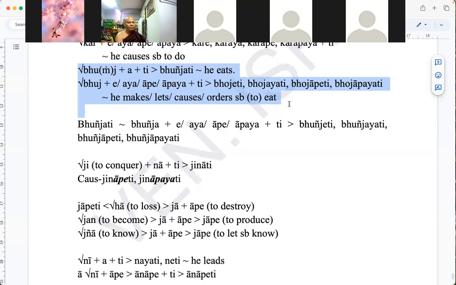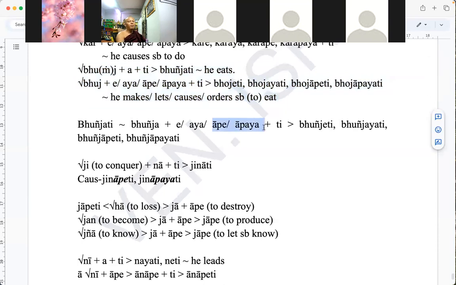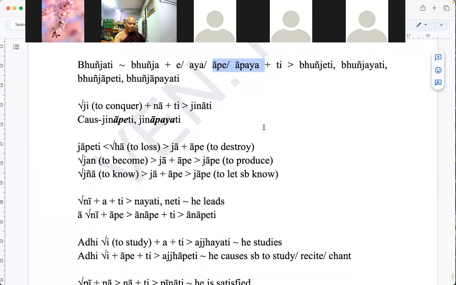Yeah, if it is the long a at the end of the verbal base, we can add only the two suffixes ape and apaya. But because it's the short a, we can add all four suffixes. Thanks, Bante. I just would like to clarify this point because it's short a or long a.